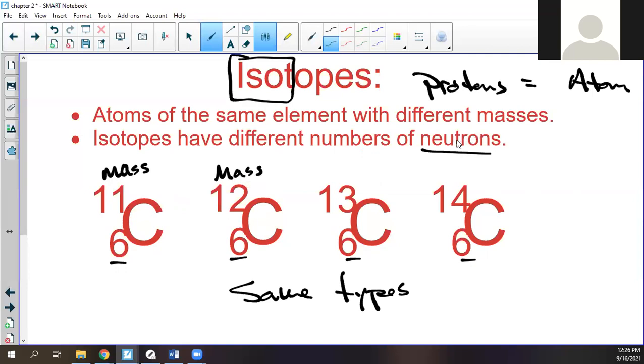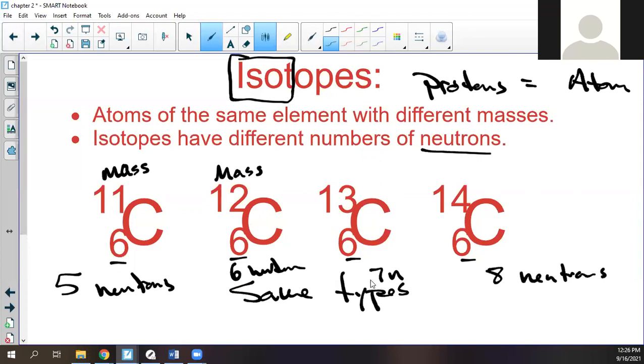Well, if the protons can't change, then what has changed? The neutrons. So if you look, carbon 11 has 5 neutrons. Carbon 12, the most common one, has 6 neutrons. This has 7, and this has 8. But they are all considered the same type because all 4 of them have the same number of protons.